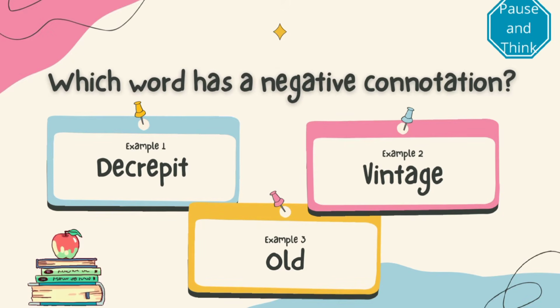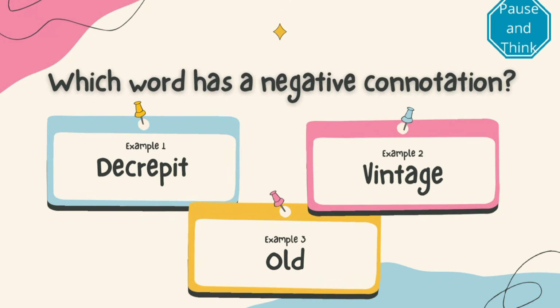Let's move on to example number 2. Which word has a negative connotation? Is it example number 1, decrepit, example number 2, vintage, or example number 3, old? Now, if you chose example number 1 again, you are absolutely correct. Think about it. No one wants to be called decrepit. If you went up to your grandparent and you said, you're so decrepit, your grandparent would probably say, what is wrong with you? Your grandparent would be upset, because that word carries a negative connotation. It is beyond old. It is dusty old. Should be in the grave old, right? So we don't want to call someone decrepit. So if you got example 1, you are absolutely correct.